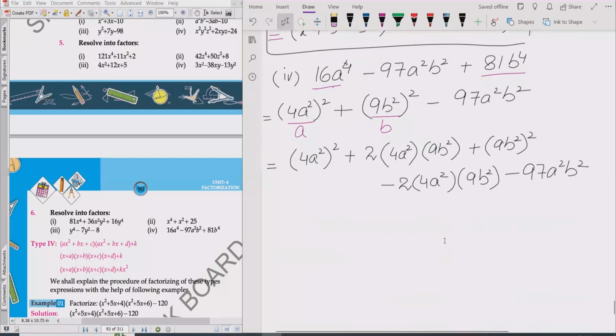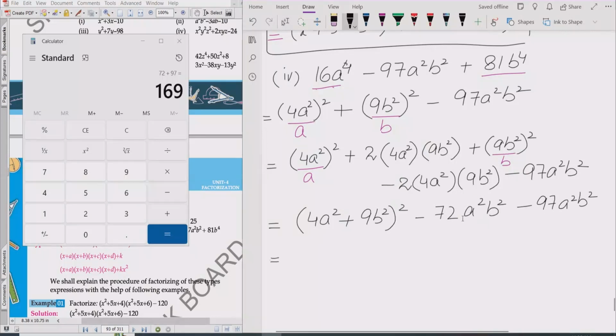So now we will simplify. This is a and this is b. So a is 4a^2 plus 9b^2, whole squared. Now we will multiply this term: 2 times 4 is 8, 8 times 9 is 72, a^2b^2 minus 97a^2b^2. Now we have to add these terms. The result of adding these terms is 169. So (4a^2 + 9b^2)^2 minus 169a^2b^2. If we take the square root of this, we get 13.